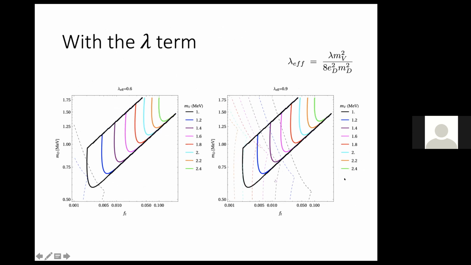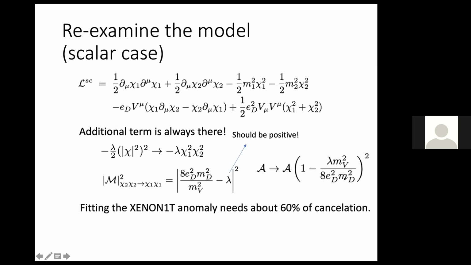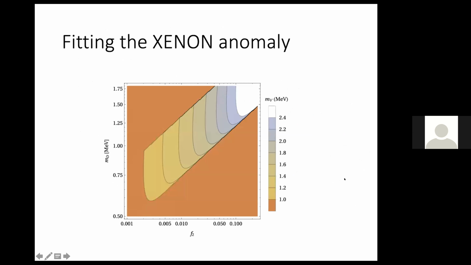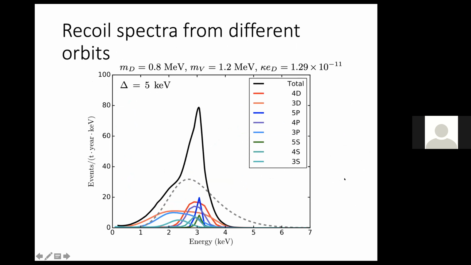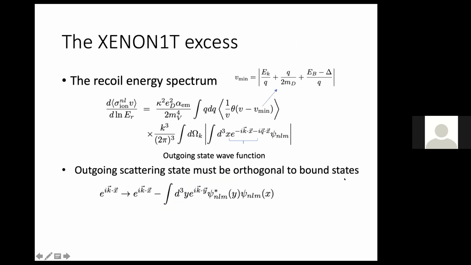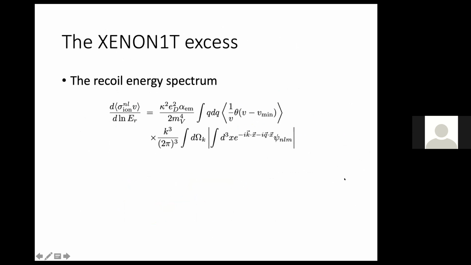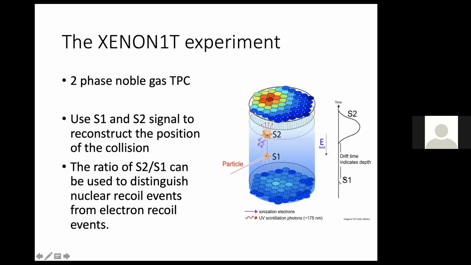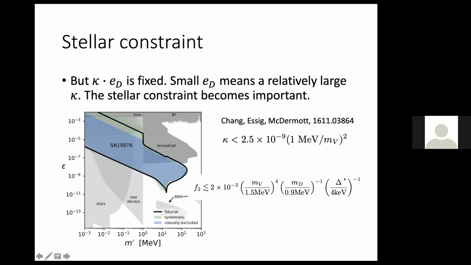Could you explain again how this stellar constraint arises? The stellar constraint is just because the dark photon is only 1 MeV, so it can be produced in the supernova. So it's independent of the scalar dark matter self-coupling? Yes, it's independent.